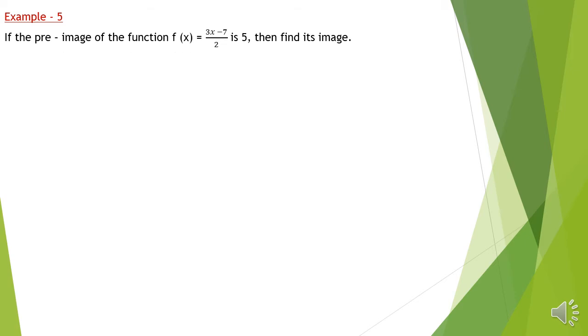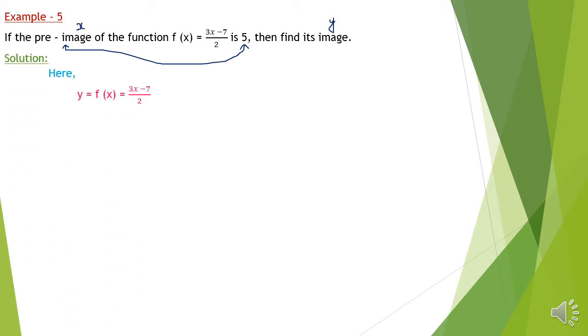Now, the function is given as f(x) = 3x - 7, and the pre-image of the function is 5. What is the pre-image and what is the image? As we saw in our previous slide, in the reminder table, the pre-image is always x and the image is always y. So what is given? x is given and we have to find y.